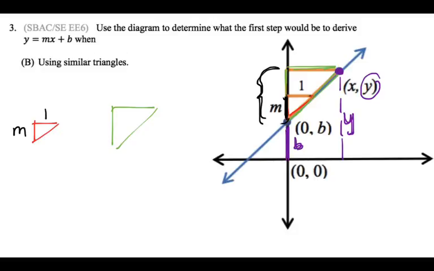The reason I know that is because this point is saying I go over 0 up b. So for this point, I go over 0 up b. So that means my height here is b. What that tells me, now this is tricky, so just pay close attention, is that this height is going to be y minus b.